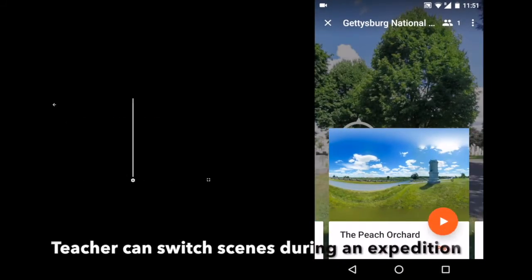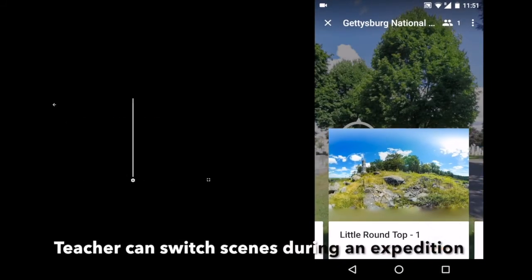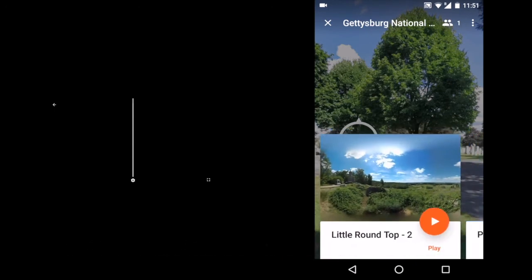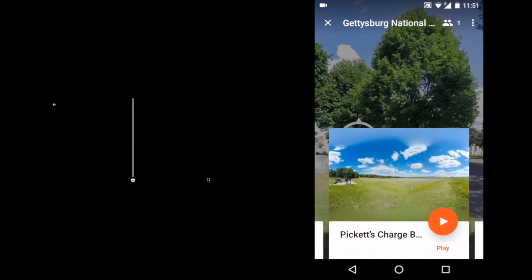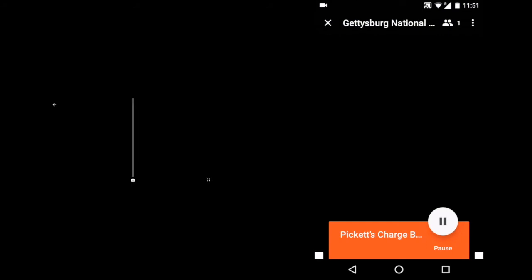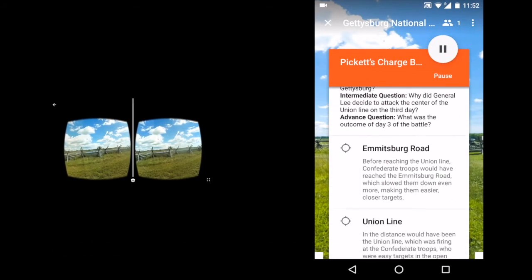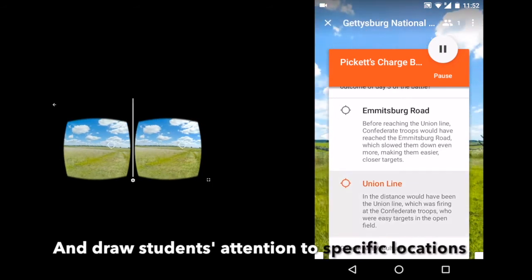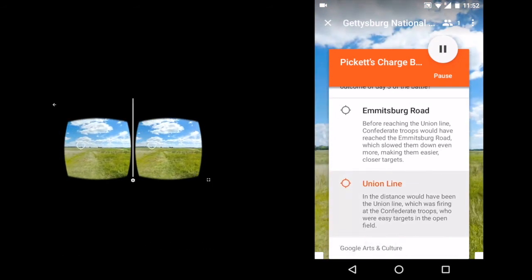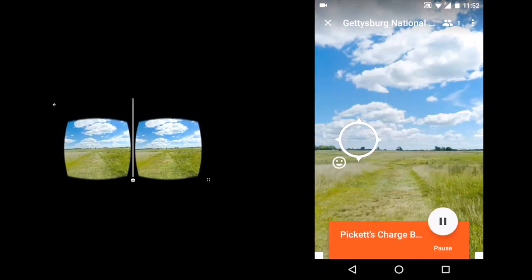During the expedition, the teacher can switch between scenes, and then teachers can read the descriptions to the students along with the questions. They can also draw their students' attention to certain things within each scene, such as the Union line on the horizon.